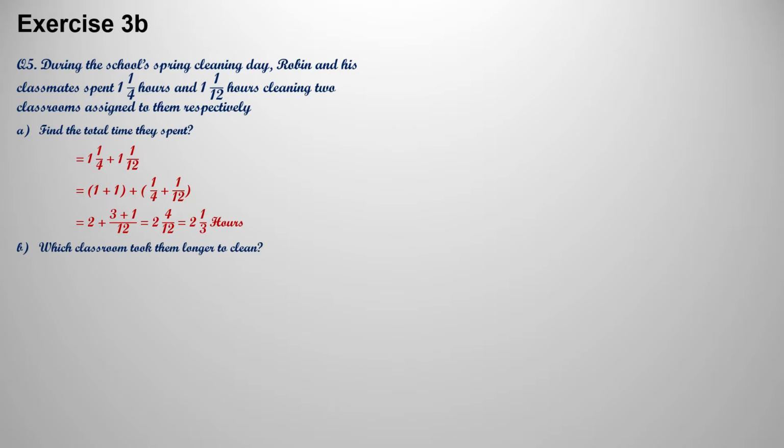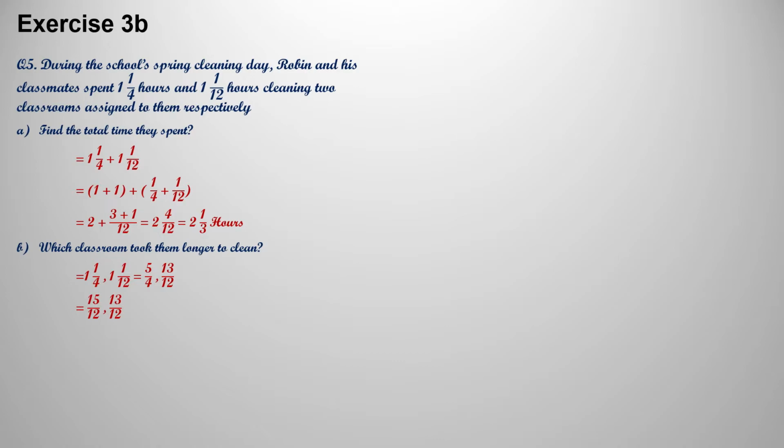Since we don't have a uniform denominator, we need to find the uniform denominator using LCM. 1 whole 1 by 4 and 1 whole 1 by 12. Simplifying, we have 5 by 4 and 13 by 12. Taking the uniform denominator, we have 15 by 12 and 13 by 12.